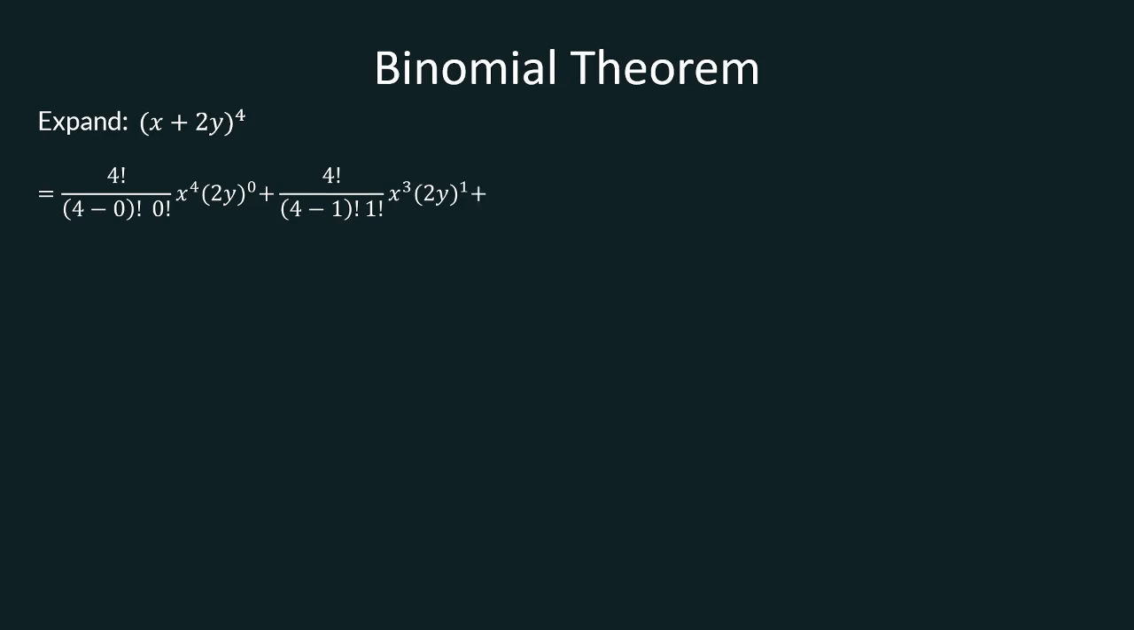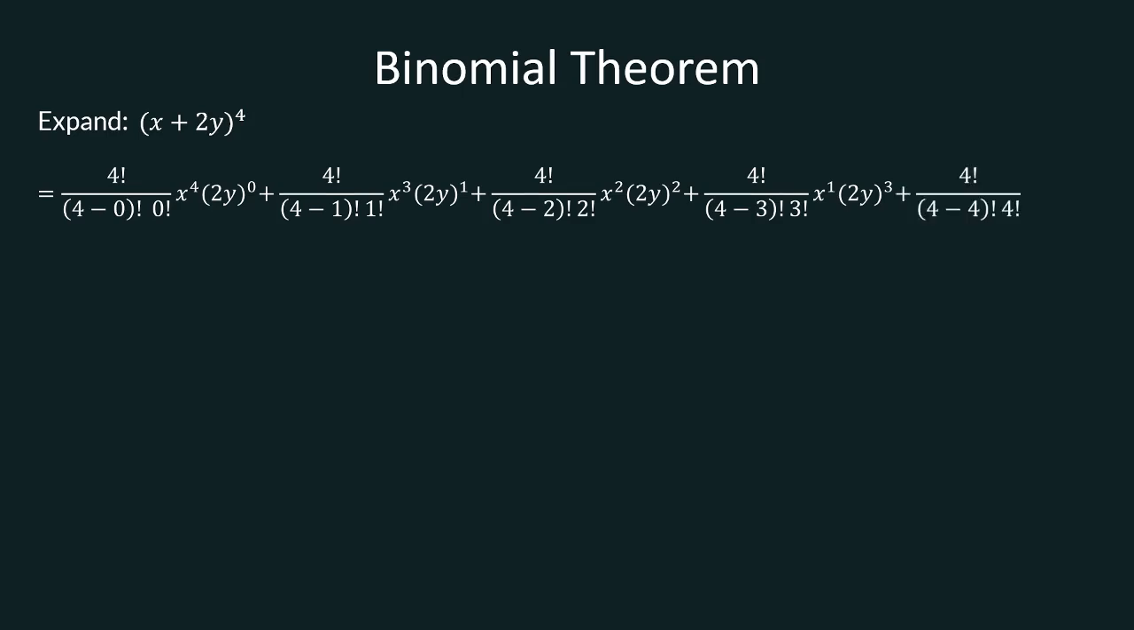Plus, calculate the coefficient of the next term, which is 4 factorial divided by 4 minus 2 factorial times 2 factorial. You reduce the power of x from 3 to 2, then you increase the power of 2y from 1 to 2. Plus, you calculate the coefficient of the next term, which is 4 factorial divided by 4 minus 3 factorial times 3 factorial. You reduce the power of x from 2 to 1 and increase the power of 2y from 2 to 3.